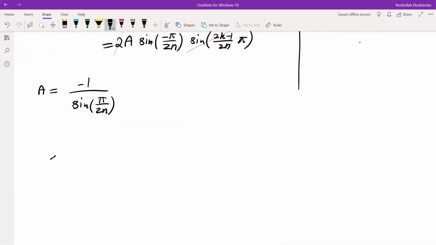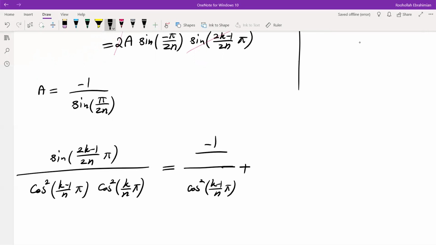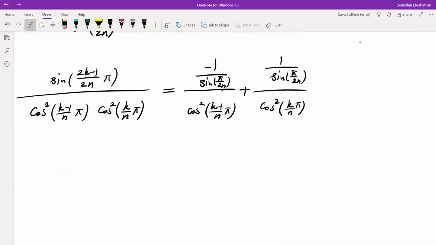So the initial fraction that I wrote, which was 1 over cosine squared of (k minus 1)/n pi times cosine squared of k/n pi, is in fact equal to 1 over cosine squared of (k minus 1)/n pi times a, where a is negative 1 over sine of pi over 2n, and then plus b, which was the negative of that, so 1 over sine of pi over 2n over cosine squared of k/n pi. So this is what we get. If we take the sum, this wasn't the a_n, this was just one of the terms of a_n. So a_n is the sum of all of these, k equals 1 to n minus 1.